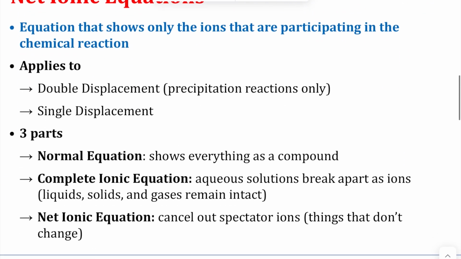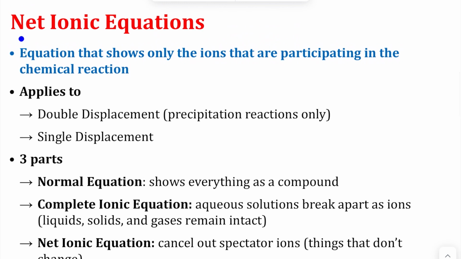So how can we use this information? We're going to spend the rest of these notes writing net ionic equations, which are equations that show only the ions that are participating in a chemical reaction. That means other ions might be there, but aren't actually participating to form something new. This is going to apply to double displacement reactions, where we have a precipitate being formed, and single displacement reactions.